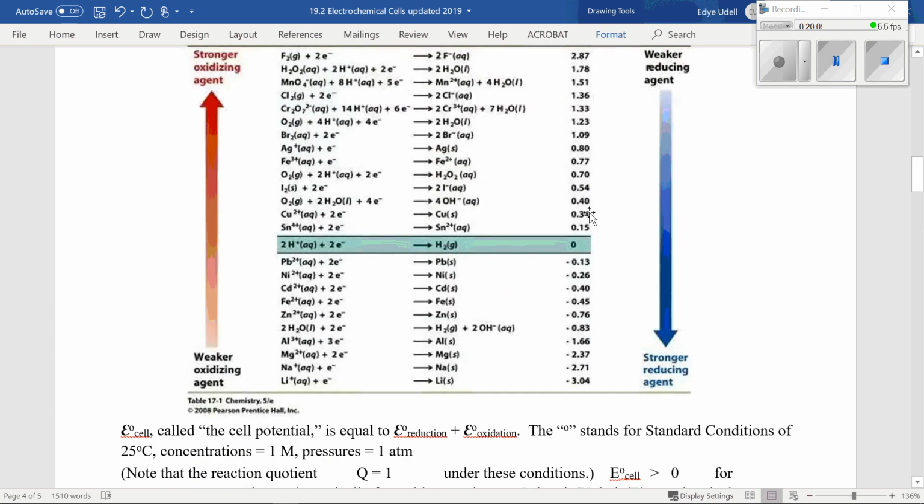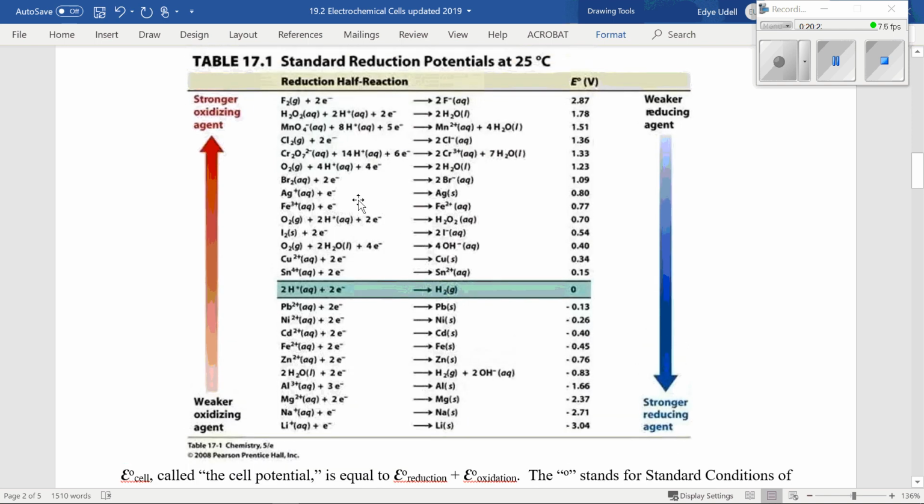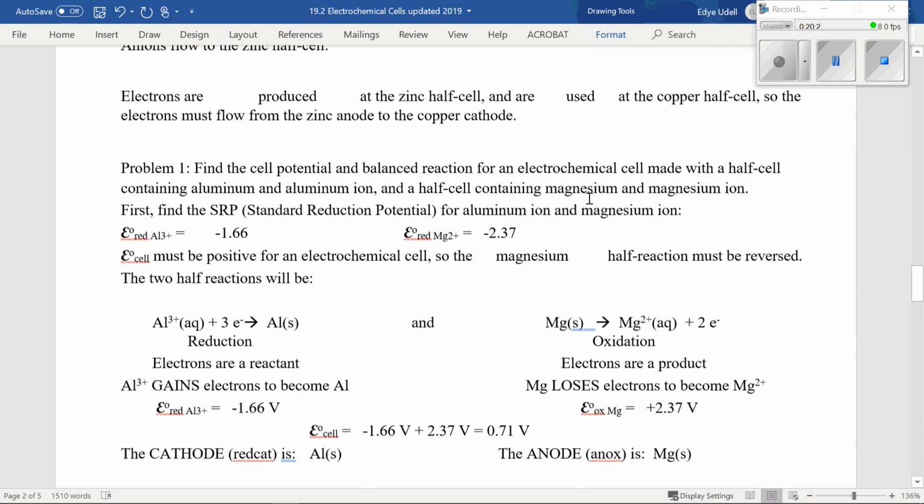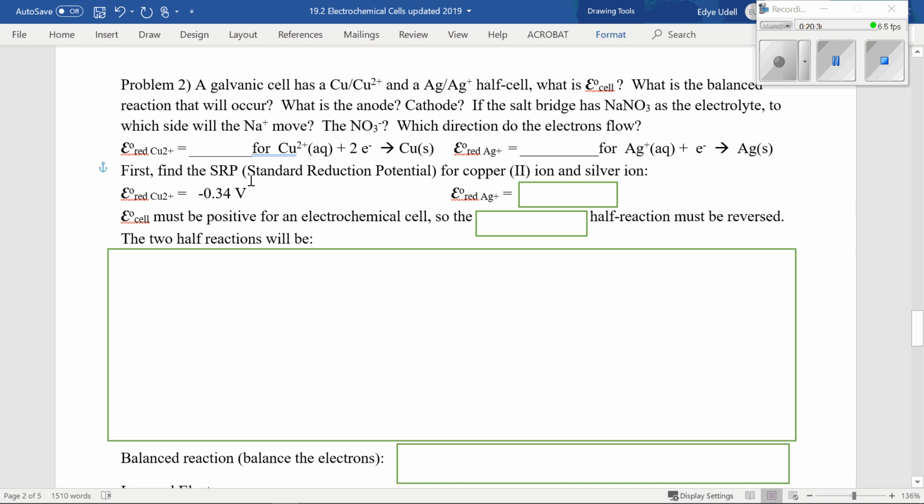Copper 2, 0.34. Silver ion, where did it go? It's in here somewhere. I'm just not seeing it, but oh, there it is, right there. Silver is 0.80. So you're going to fill in these boxes, and you could also fill in the underlines there. All right. So now E needs to be positive. The cell potential must be positive, so you decide which of these you're going to reverse.